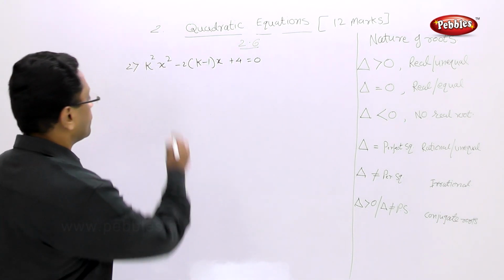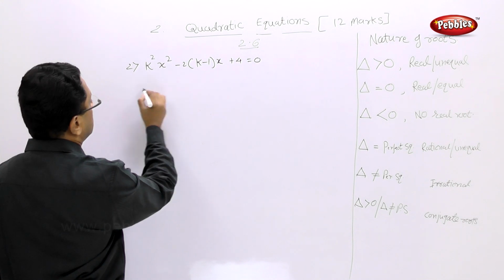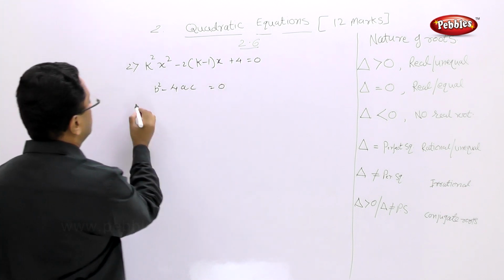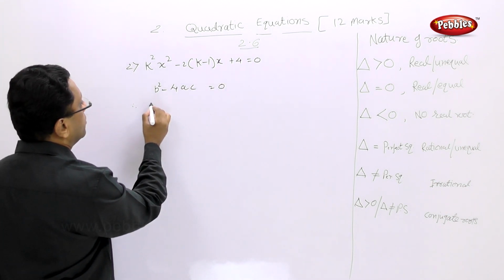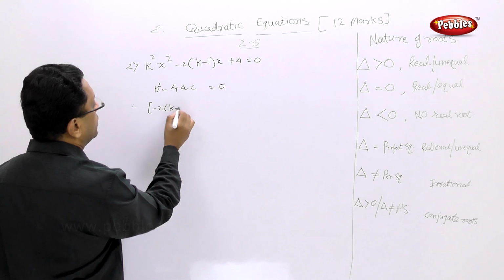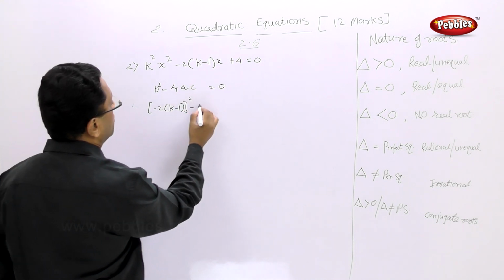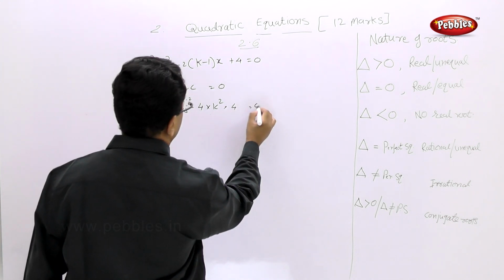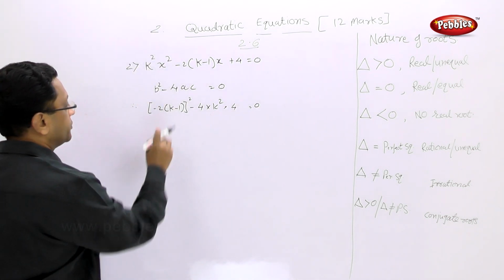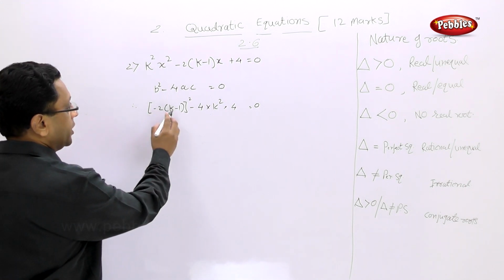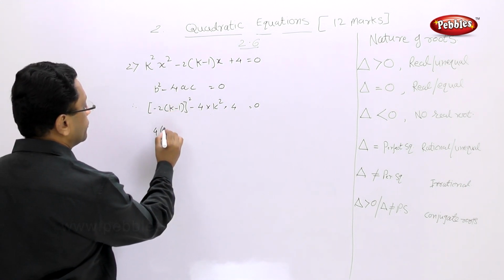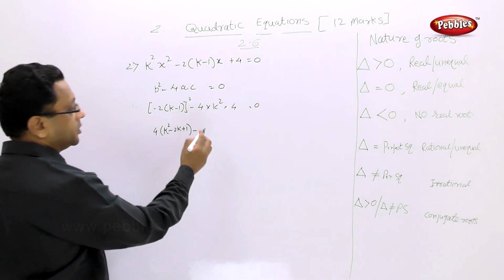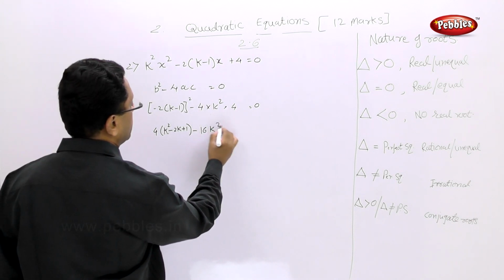Let's do it. Here we have b square minus 4ac equal to 0. Hence we have (minus (2k minus 1)) square minus 4 into k square into 4 equal to 0. You have to solve this. How will you solve this? 2 square and this bracket square, that is 4 into (k square minus 2k plus 1) minus 16k square equal to 0.